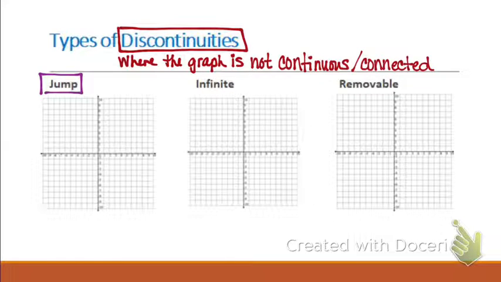A jump discontinuity indicates that when I am drawing this graph, I would have to pick up my pencil and move vertically, either up or down, to get to the next place that this graph is. So an example of a jump discontinuity is something like this. Right in here, I would have to pick my pencil up and move it to the other dot. That is a jump.